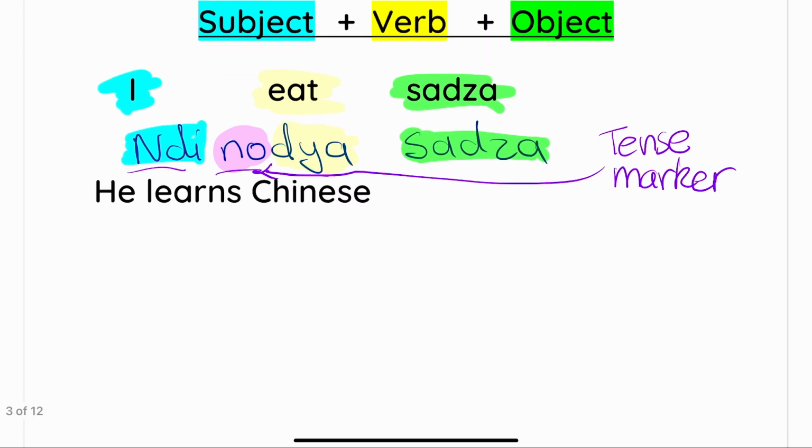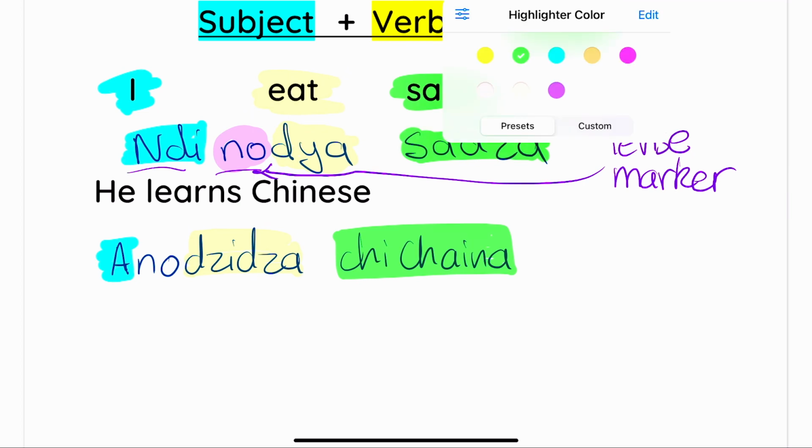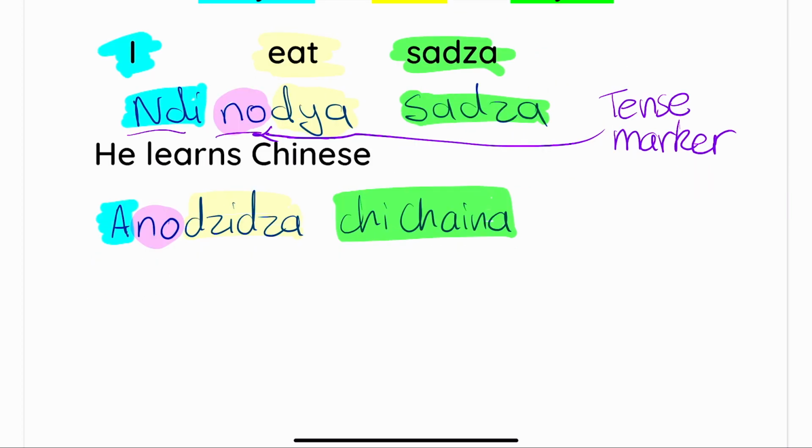He learns Chinese. So, our subject for he is a. Because it's present tense, we want our present tense marker no. Learn is ziva. And Chinese is chiShona. Let's mark that out. Our subject is a. Our verb is ziva. Our object is chiShona. And then, of course, we have our tense marker, no. Let's try another example.